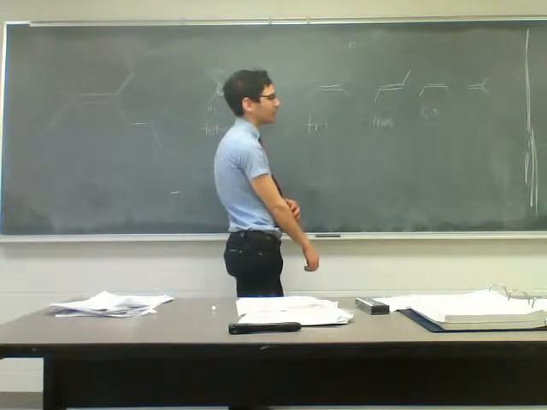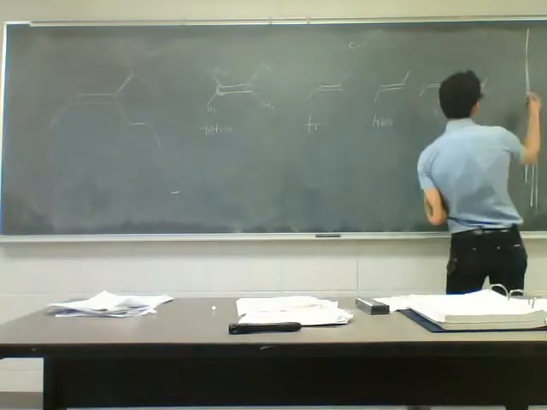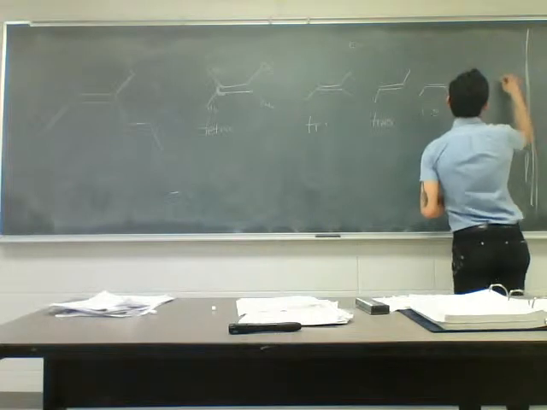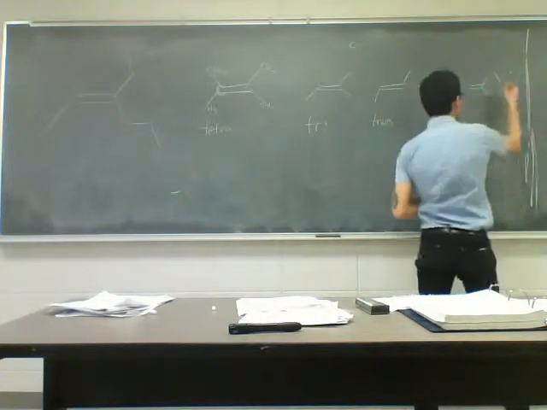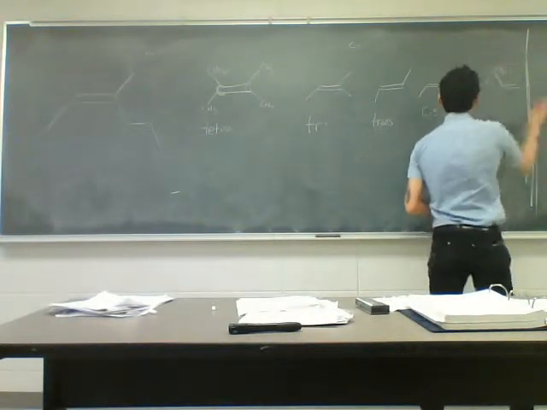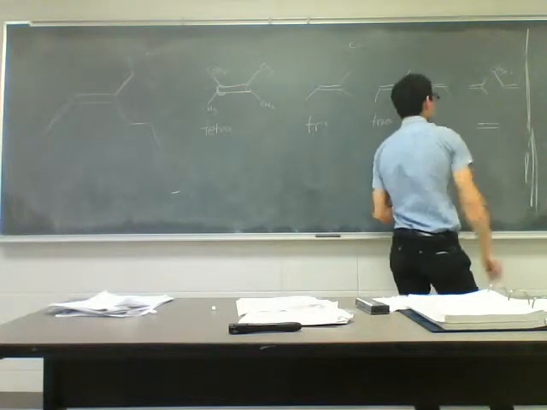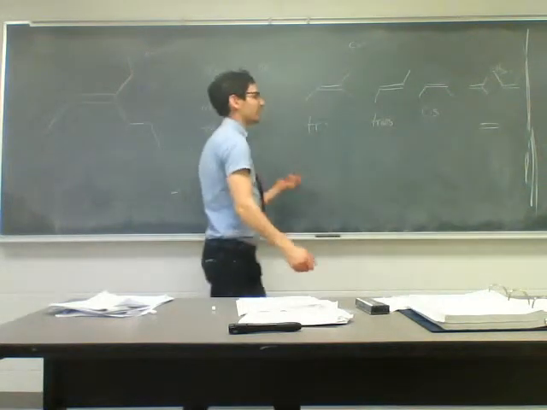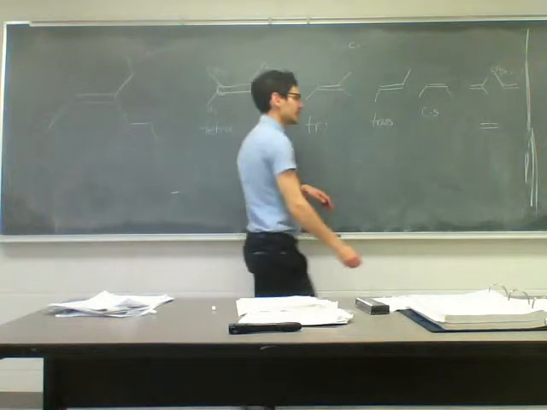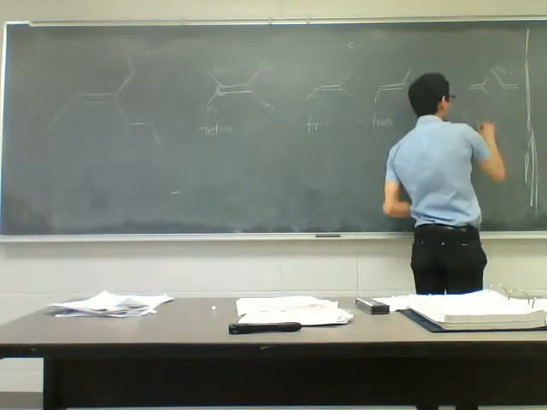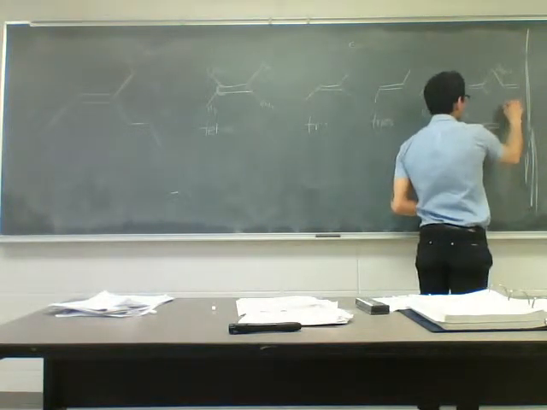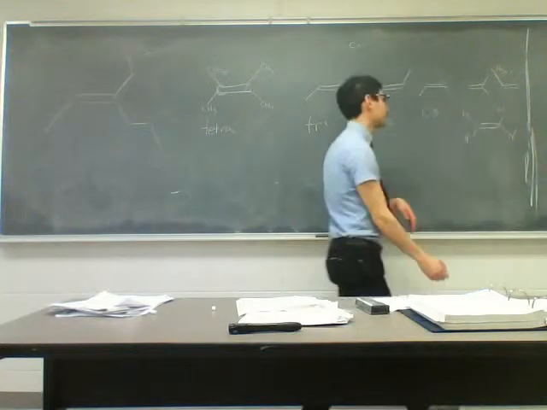And then lastly, we can have a monosubstituted alkene that just has 1 carbon bond. And then we also have our simplest alkene, which is ethene, which is just 2 carbons that are double bonded, and therefore collective hydrogens.